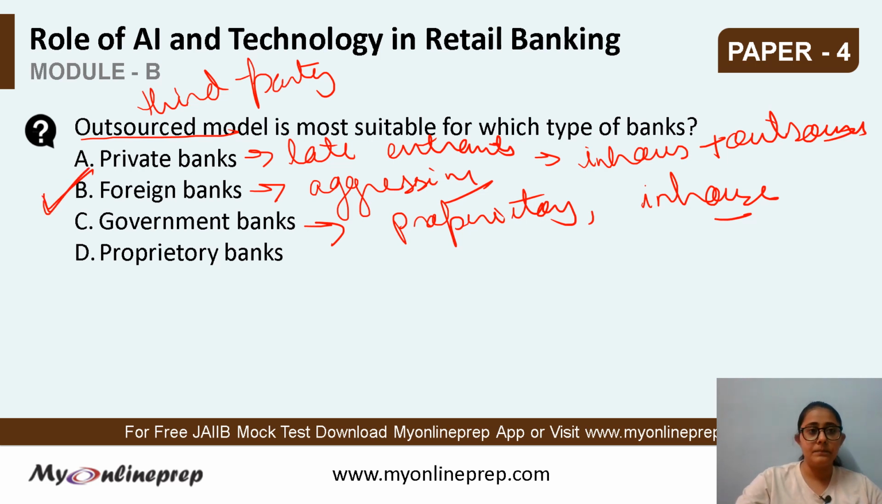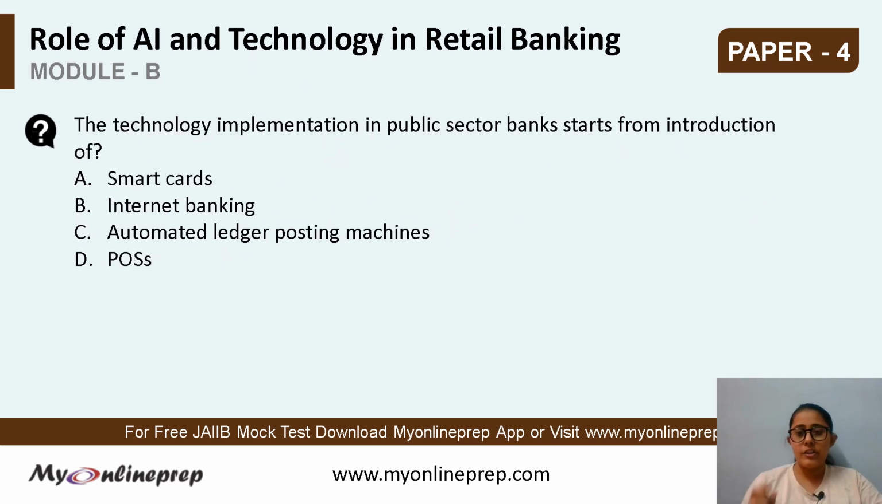Okay, moving on. The question is, the technology implementation in public sector banks starts from the introduction of. Options are A, smart cards, B, internet banking, C, automated ledger posting machines, and D, POS terminals, the point of sale terminals. So in India, technology implementation in public sector banks started with what? The correct option is C, automated ledger posting machines.